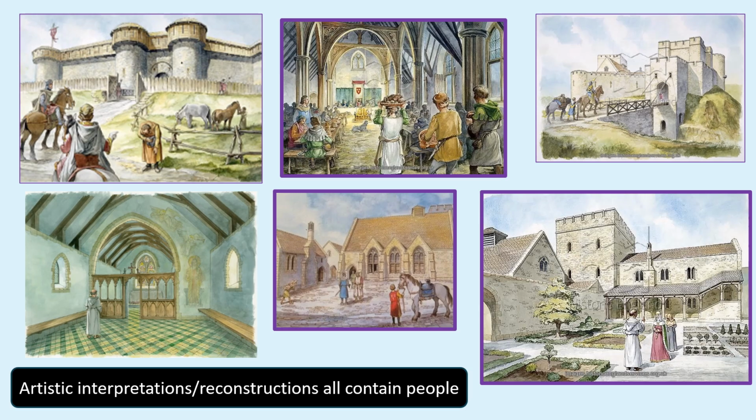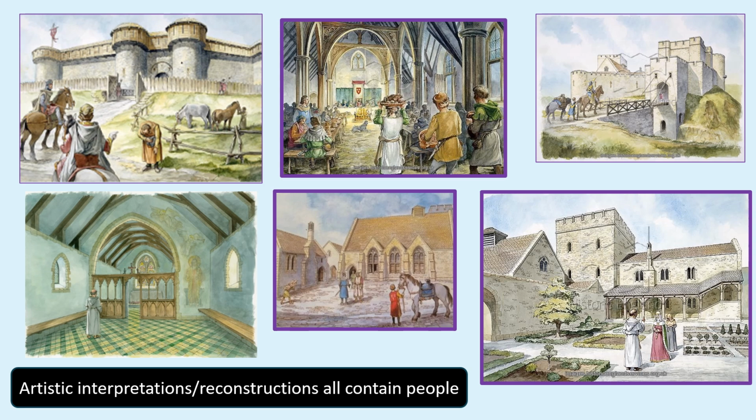Okay, so these are all some of the artistic interpretations and reconstructions around the site. And one of the top tips for any type of question about this is, for any artistic interpretation you're thinking about, consider who is in these artistic interpretations. So we've got the South Barbican, the Great Hall, the South Gate, the chapel, the Great Hall, and the Tudor Mansion. And you very much want to think about what kind of people are in these interpretations.